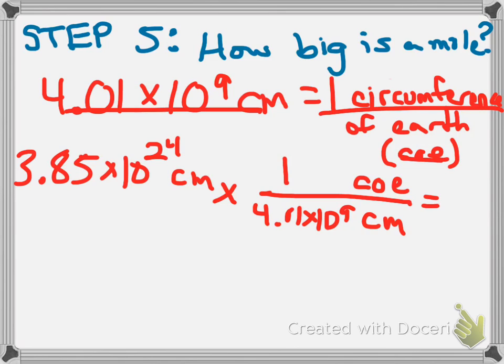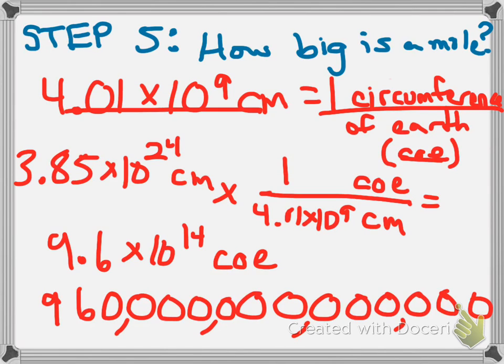And my answer is 9.6 times 10 to the 14th circumferences of Earth. So that means that if I had a mole of thumbs, it would wrap around the Earth 9.6 times 10 to the 14th times. Just to really drive the point home of how big a mole really is, if I had a mole of thumbs, it would wrap around the entire circumference of Earth 960 trillion times. So a mole is huge.